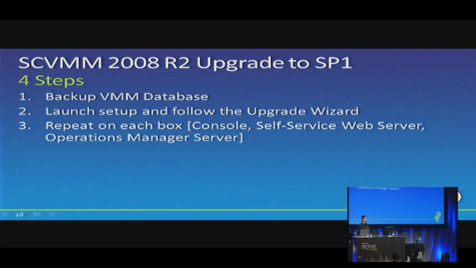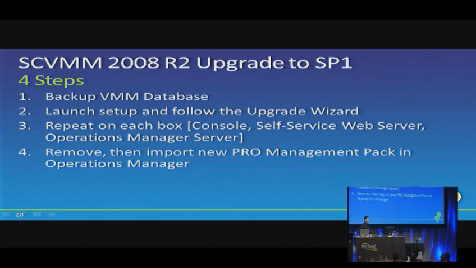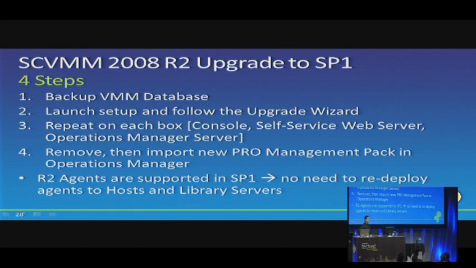You'll just go through the steps. Then you want to repeat it on each of the boxes that are running VMM clients or the VMM console. And then the last thing is that I want to remove the existing PRO management packs and then import the new management packs into Operations Manager for PRO capabilities. Now, one of the nice things is that the R2 agents that I have are the same ones supported in Service Pack 1, so I don't need to go to each Hyper-V host and upgrade it to the latest and greatest agents. They're already going to be able to run with the existing agents that they have, on both the hosts and the library servers.